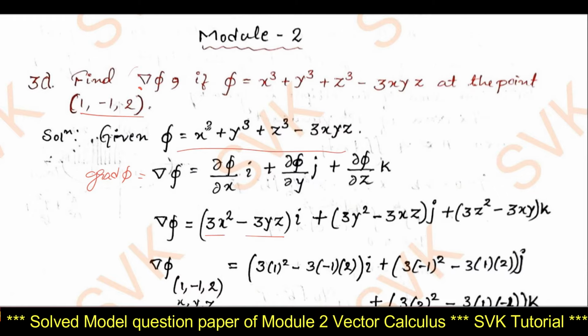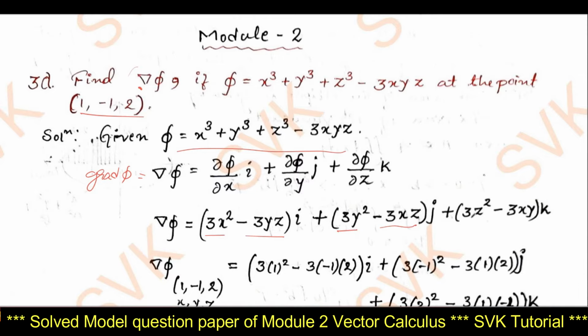Similarly, find the partial derivative of phi with respect to y, treating x and z as constant. Wherever you find y, differentiate that term. Derivative of y cube is 3y square. In the term 3xyz, keep 3xz as constant. Derivative of y is 1, so it is minus 3xz j, as we have the j component.